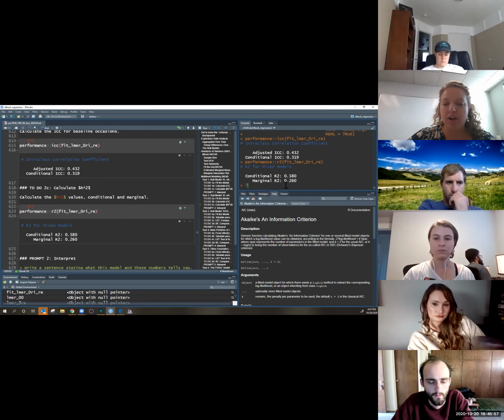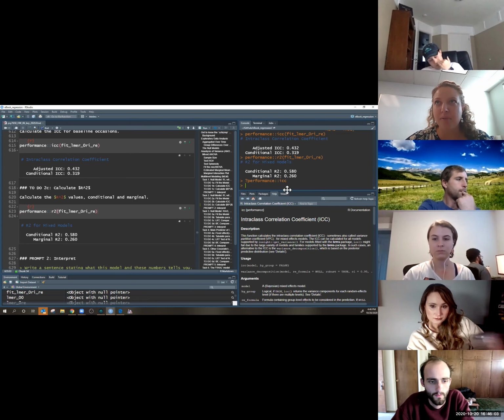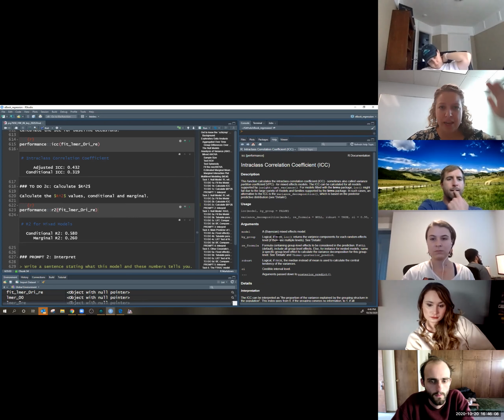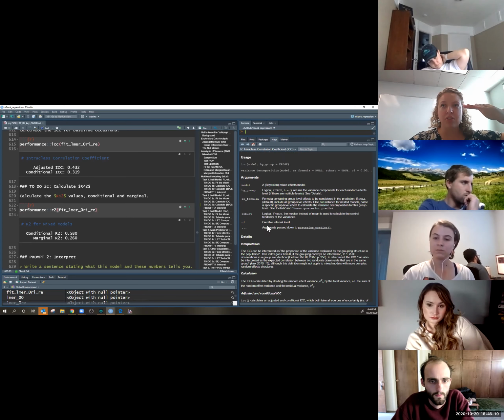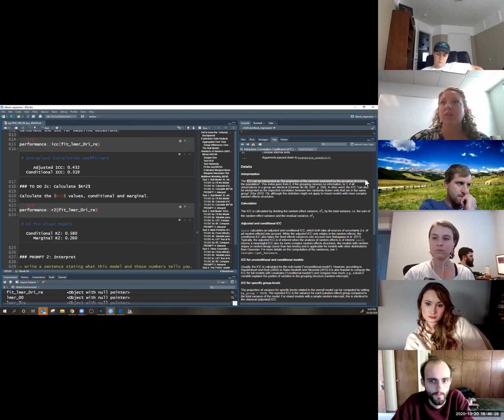I'm going to put a question mark and then performance::ICC. I'm going to do this first, and it brings up the help page for ICC. After the help page lays out the description and the usage, it has this detailed section. ICC tells you the proportion of variance in the outcome explained by the grouping structure. ICC only tells you about the grouping structure. That's random effects.